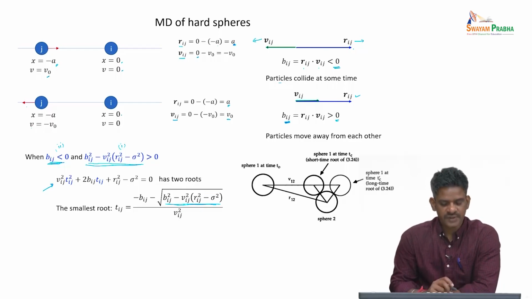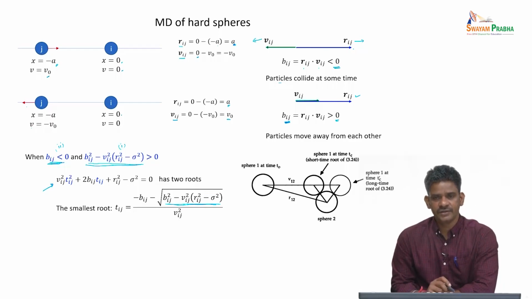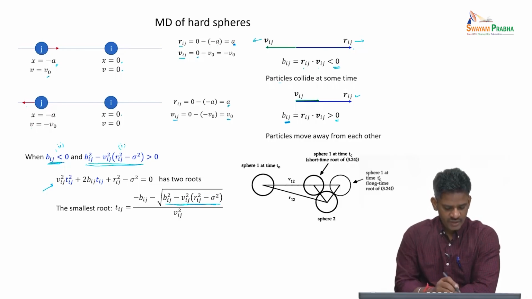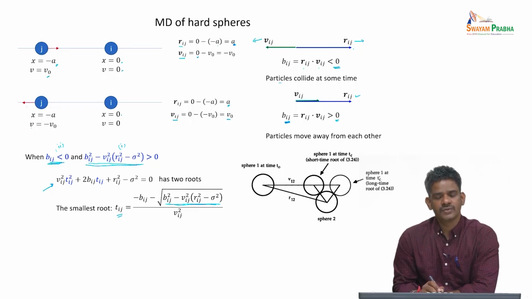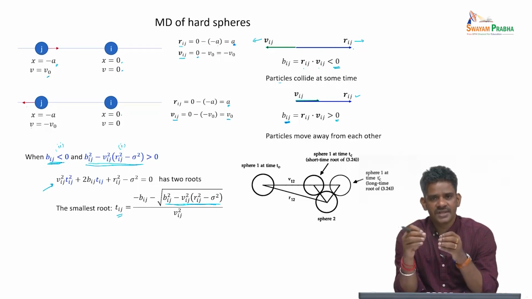So, once you have these conditions satisfied for a given pair i and j, then you can solve for the time by solving this quadratic equation, and there are going to be two roots, and then we take the smallest root because it is about the time at which the collision happens, and we want to look at the shortest time at which this collision happens.